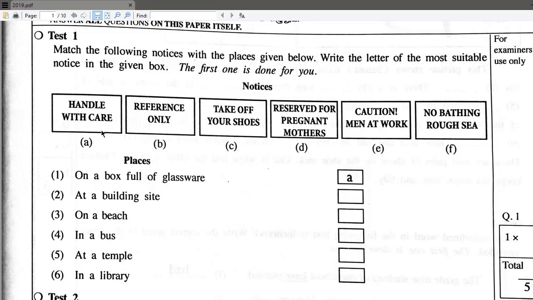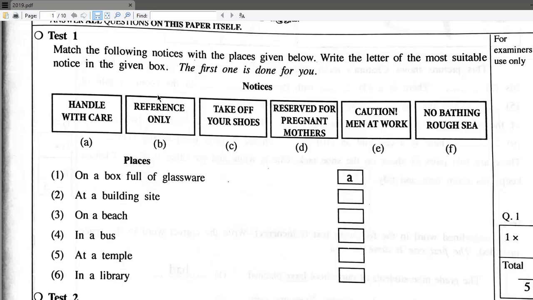For example, you have several notices: handle with care, reference only, take off your shoes, reserved for pregnant mothers, caution men at work, and no bathing, rough sea. Now let me go into a different approach. If you take handle with care, it means there is something inside the box where you should be very careful. You can see this on your refrigerator box. You can see this notice on your washing machine box, right? The box that it came in, or the packaging. And you also can see it on boxes which contain glasses. So on a box full of glassware, it says handle with care.